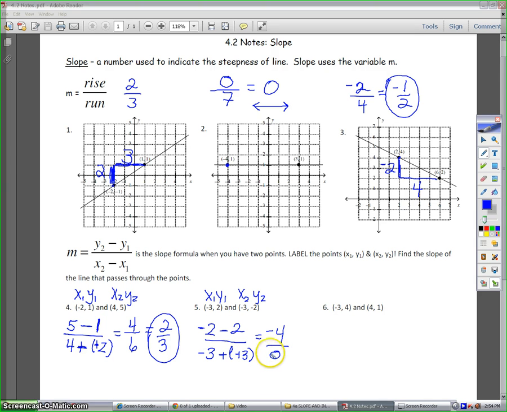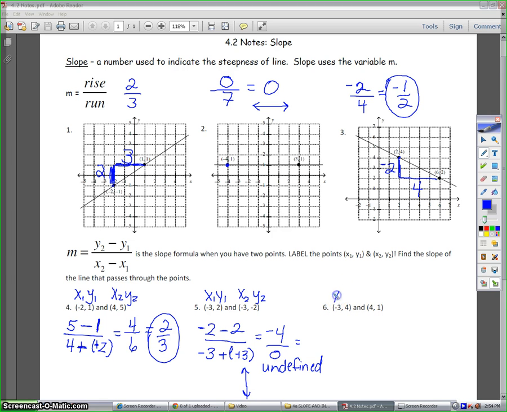Now the problem here is we can't divide by 0. So when we can't divide by 0, we call this slope undefined. Undefined, because we cannot divide by 0. An undefined slope is going to look like a vertical line. So a vertical line has an undefined slope.